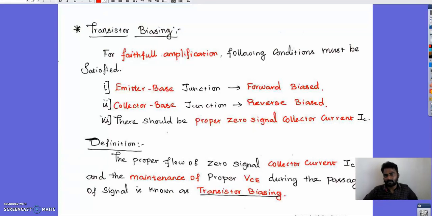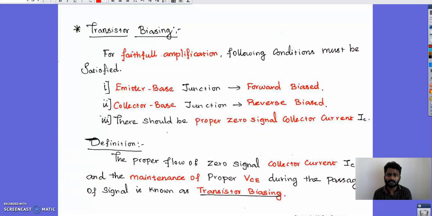output characteristics. Also, I gave an assignment on the junction field effect transistor yesterday, and today we are going to see transistor biasing. For faithful amplification, the following conditions must be satisfied in transistor biasing. The first two conditions we already know. I am repeating these conditions throughout these transistor classes.